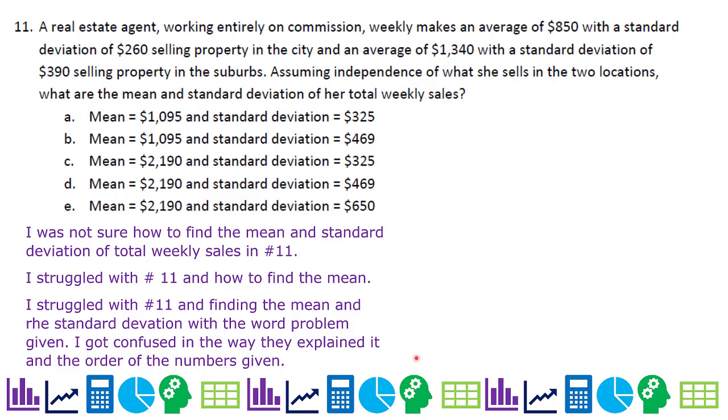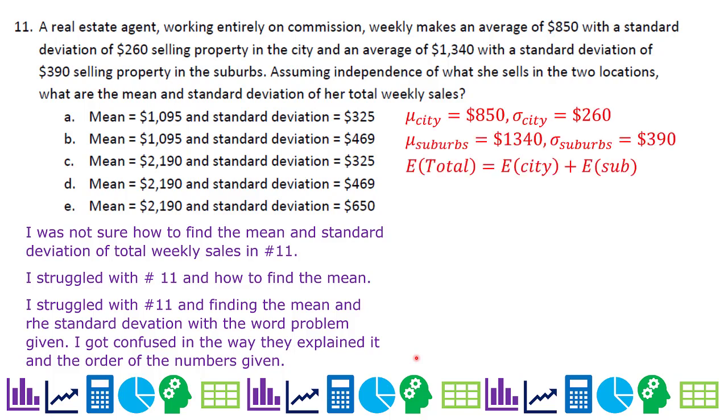So these are two different measurements. This is combining random variables, not transforming, combining. The mean is easy. We just add those two, right? So there you go, 2190. So we know it's C, D, or E. So we're just adding the 850 and the 1340.